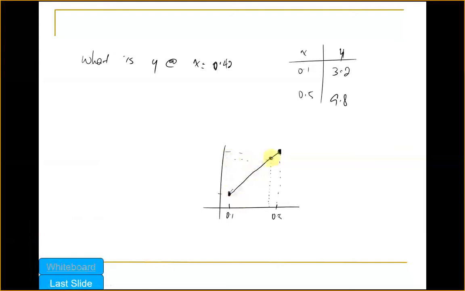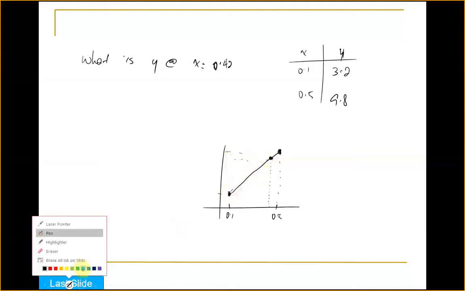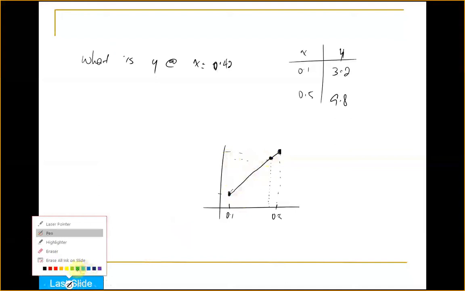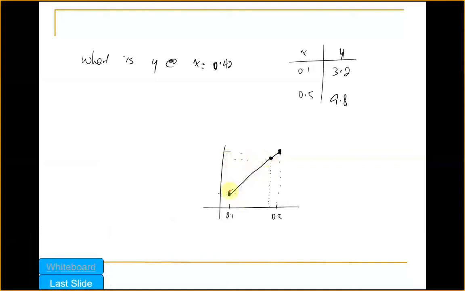What we say is, to guess what this value is, the slope of this line. Let's change the color. The slope of the red line. I'm going to draw a red line. Slope of the red line is the same as the slope of the black line. Everybody agree that they're the same slopes, right? Yes, sir.